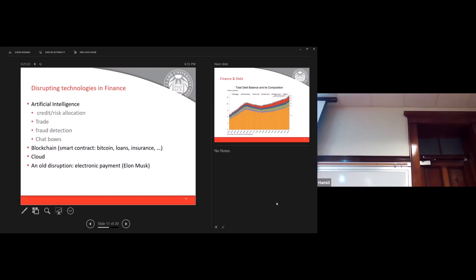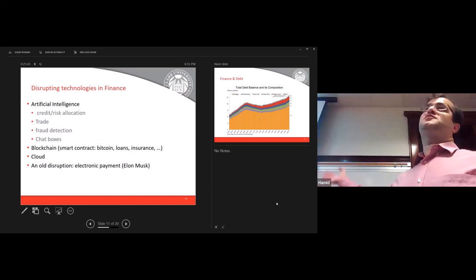Cloud is getting old, but it could still be an opportunity for disruption. I can tell you one old disruption, which was electronic payment, where Elon Musk was one of the early inventors. It was not invented by Elon Musk, but he had a lot of contribution, especially from PayPal. He became a millionaire from PayPal. He used that money to reinvest in a new project, and now he's a billionaire.